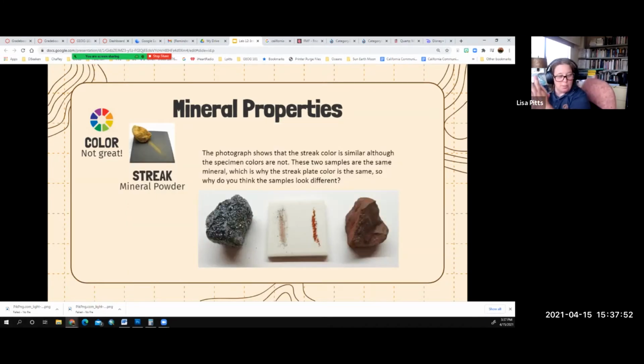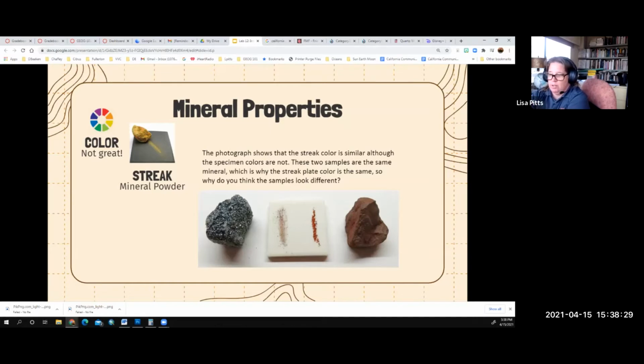All right, so the next property we're going to talk about is streak. And streak is basically the color of the mineral in powder form. Both of these pictures are of the same mineral. It's called hematite. Hema, like hemophiliac, like blood. They have the same streak, which is a reddish brown streak. And the reason it's called hematite is your blood has a lot of iron in it, and that's why it has this rusty color.